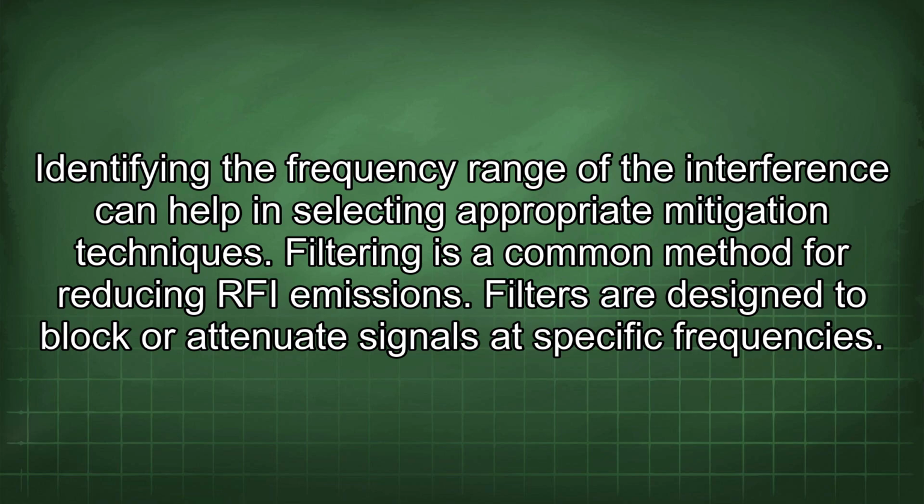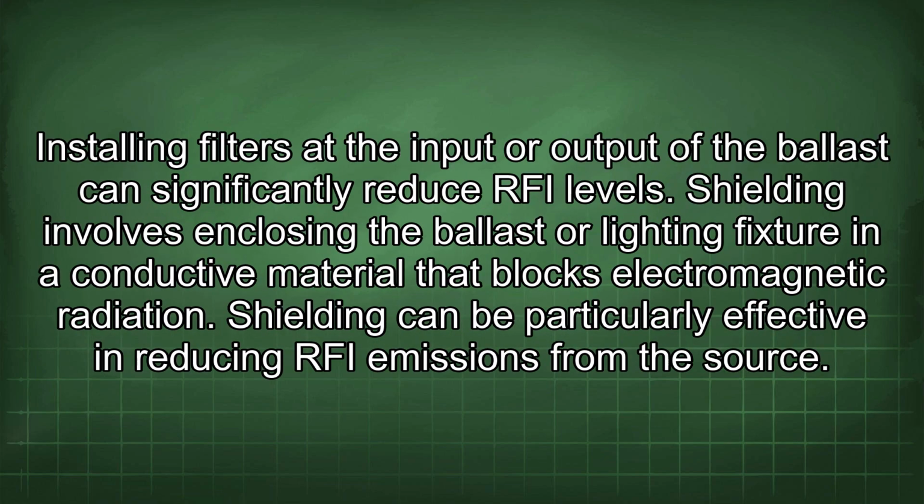Filtering is a common method for reducing RFI emissions. Filters are designed to block or attenuate signals at specific frequencies. Installing filters at the input or output of the ballast can significantly reduce RFI levels. Shielding involves enclosing the ballast or lighting fixture in a conductive material that blocks electromagnetic radiation. Shielding can be particularly effective in reducing RFI emissions from the source.